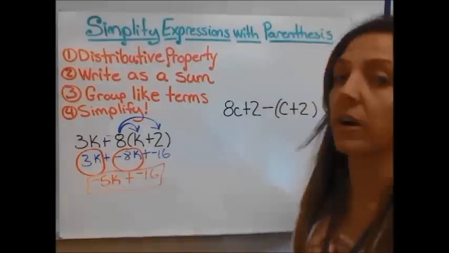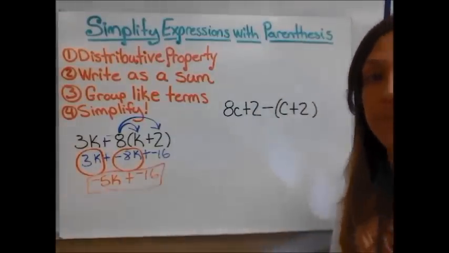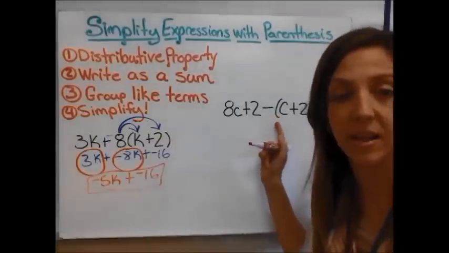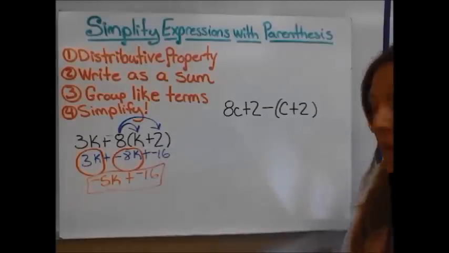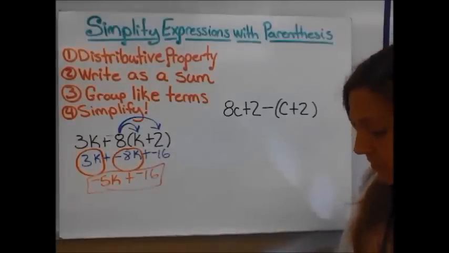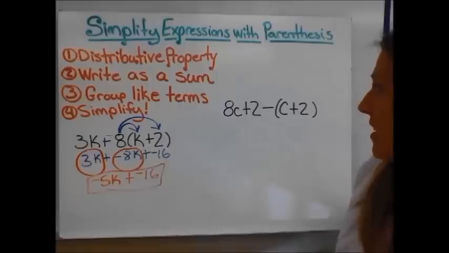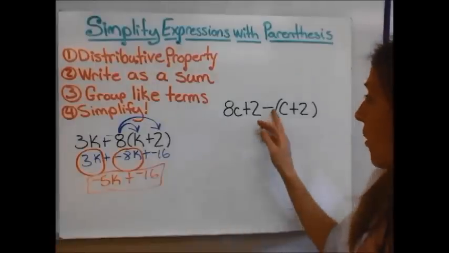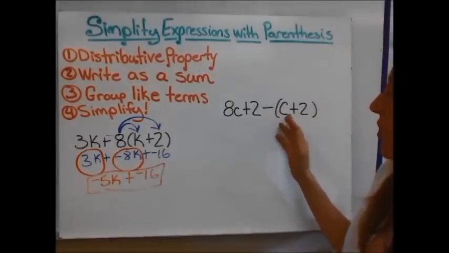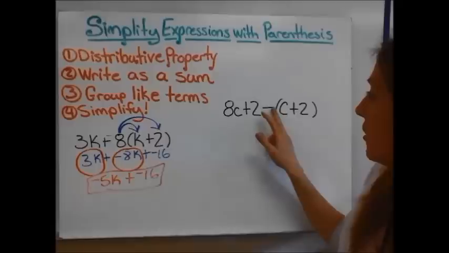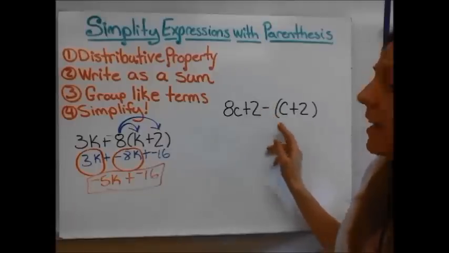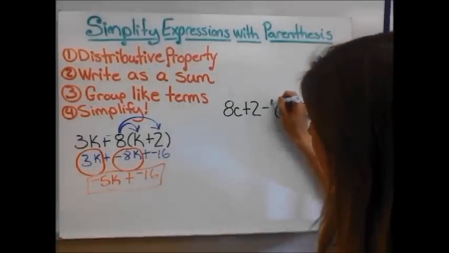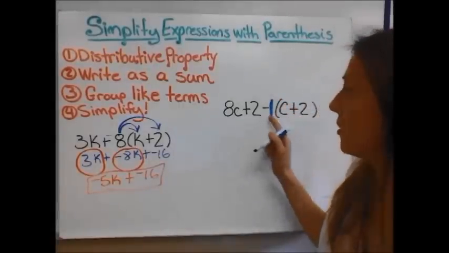All right, let's go to this one over here. 8c plus 2, and then I have just a minus sign, subtraction sign, right outside of the parentheses, c plus 2. Having nothing outside of the parentheses means 1, because 1 times anything in here doesn't change the value of the numbers on the inside. So whenever you have just a negative sign sitting outside of parentheses, that would be like a negative 1. So I'm going to put the 1 in there. So negative 1.